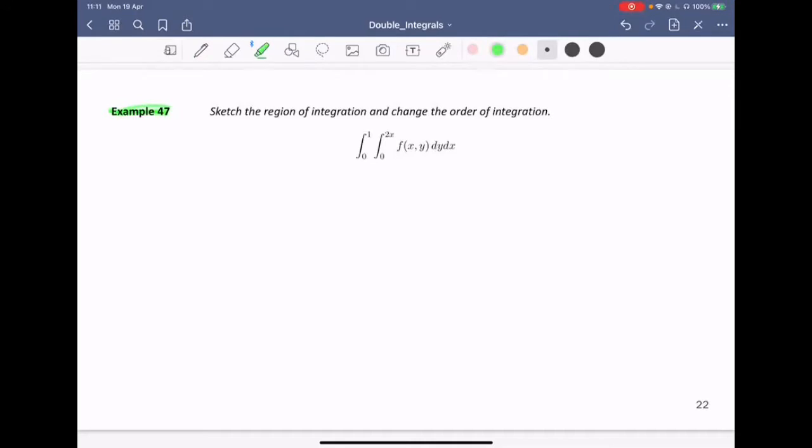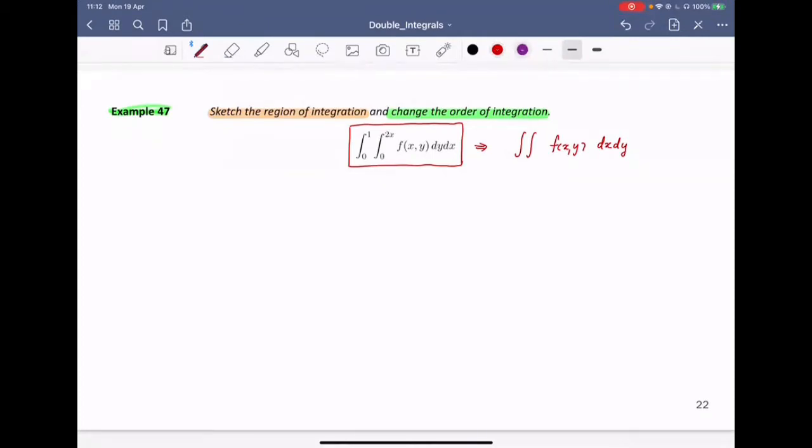Let's start by looking at this question. The question asks us to sketch the region of integration. First of all, you need to sketch the region of integration. And then they ask you to switch the order of integration. So what you have here is the integration in the order dy dx. They ask you to switch it to f(x,y) dx dy. Your task is to switch this thing to dx dy.